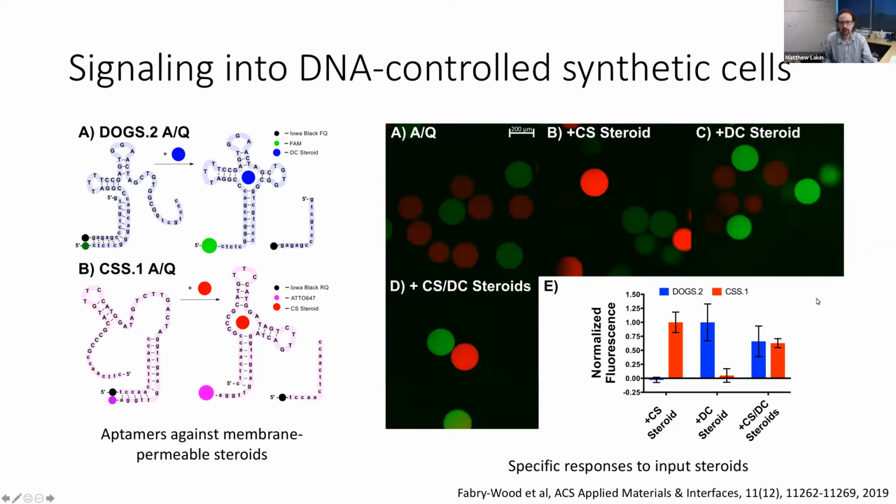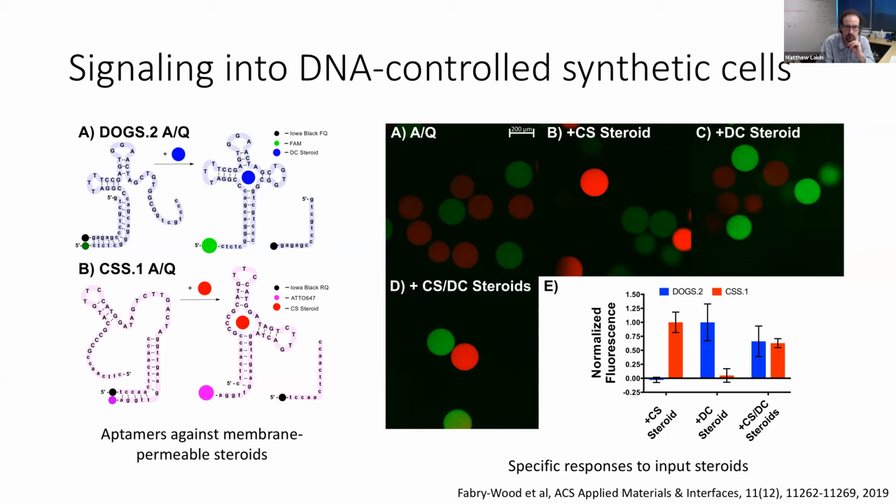Good question. And here are just some of the images and the corresponding fluorescence numbers extracted from them. These two aptamer systems are sensitive to one or the other of the ligands, depending on which of the aptamers is in, or if both of them are in, then it will respond to both. I think this is just a single aptamer per vesicle, but you can see the point being the compartments keep them in and they don't leak everywhere, which is what we want.